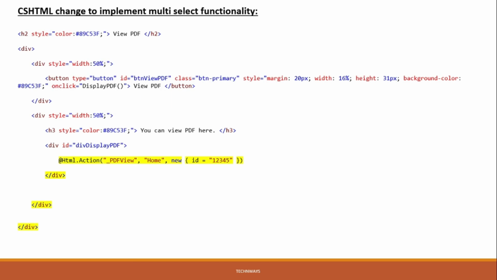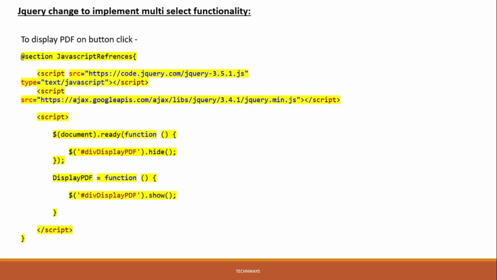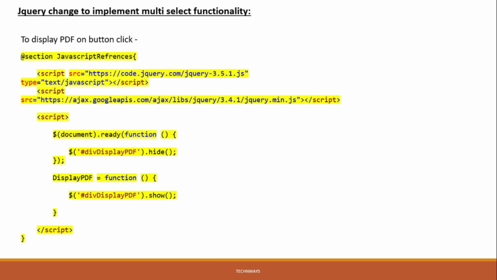So we will be doing some CSHTML pages. This kind of implementation we will do in CSHTML, and this display PDF function we will create on the jQuery side. Basically we have changes in the view, jQuery, and in the controller. So let's firstly see in a test application how we implemented it and how we are going to implement it in our MVC application.